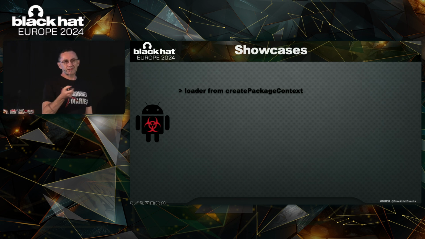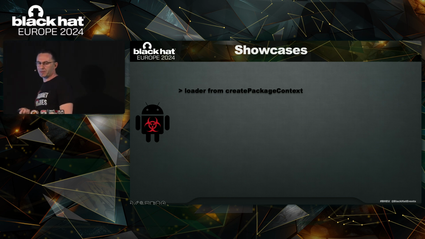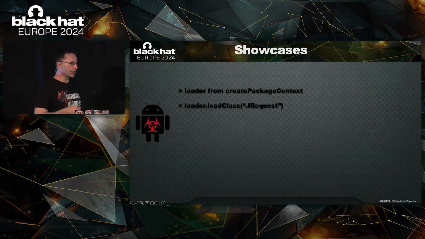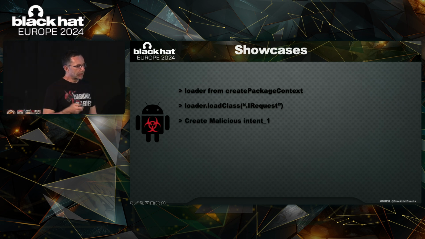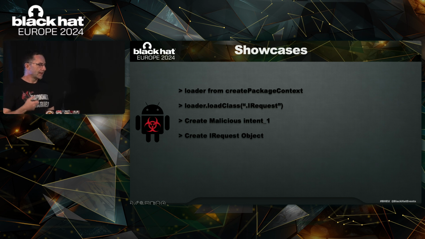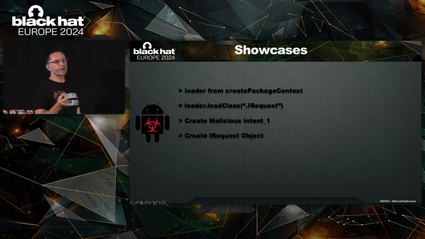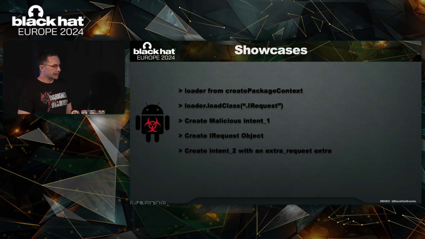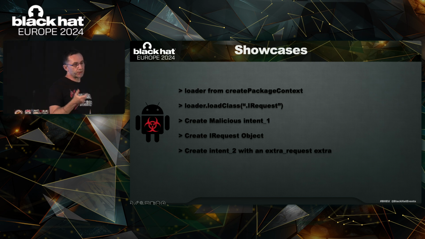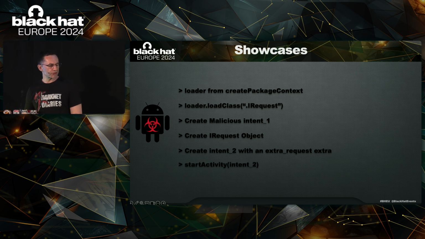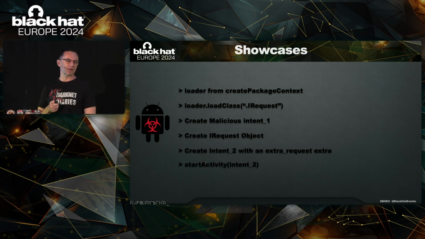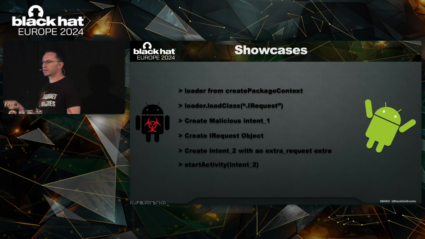Use the create package context in order to obtain the class loader of this target package. Then load the iRequest class. Create a malicious intent. Let's call it intent 1, the first intent. Create an iRequest object where we assign the first intent, the malicious one. Create a second intent, to which we add the extra request, and we attach the specific object. And finally, use the start activity with the second intent in order to get our intent redirection, as I said before.